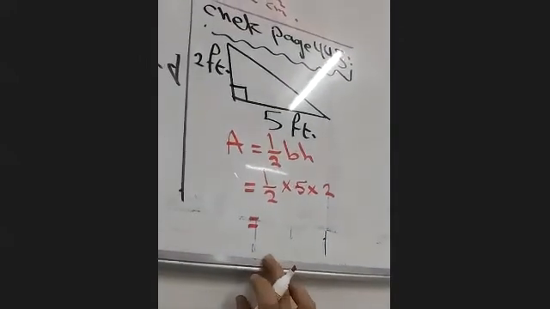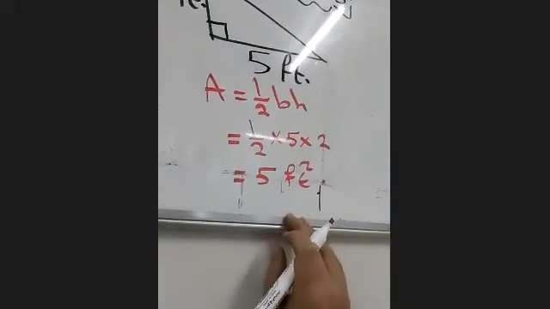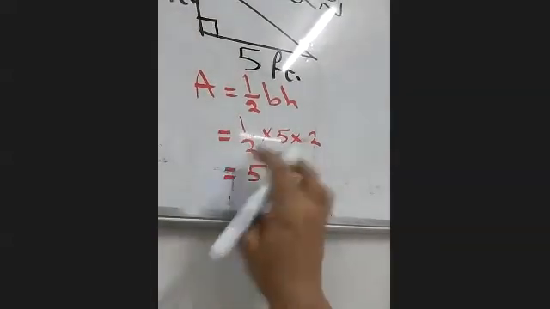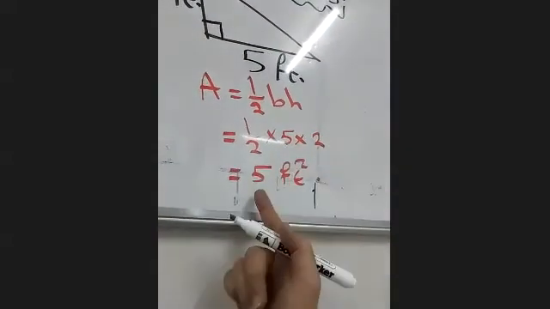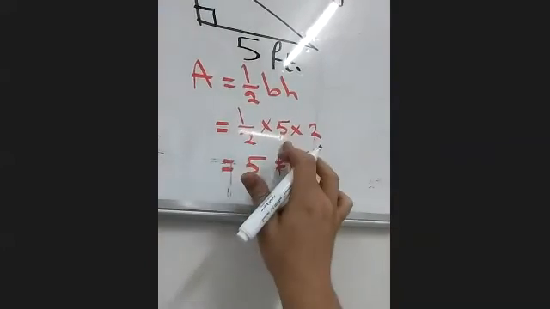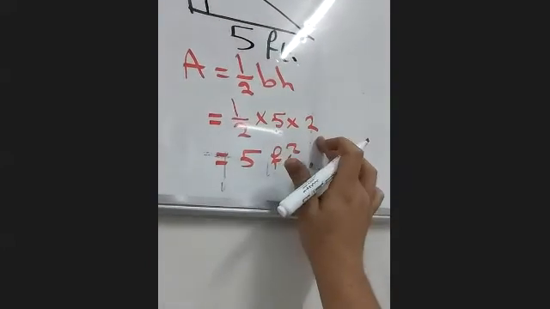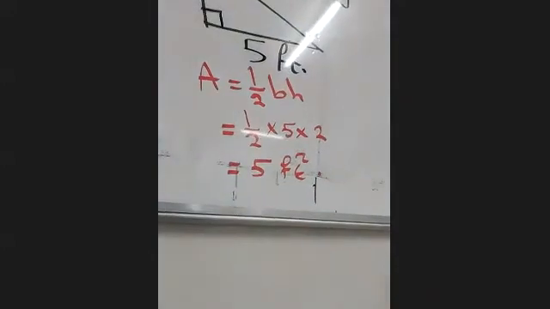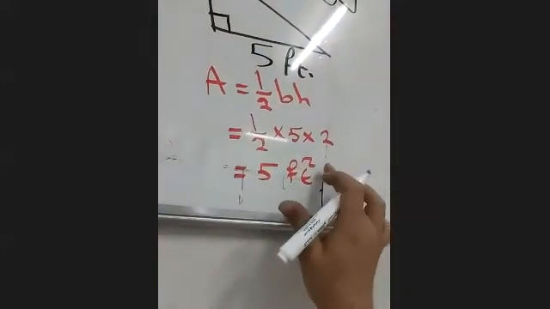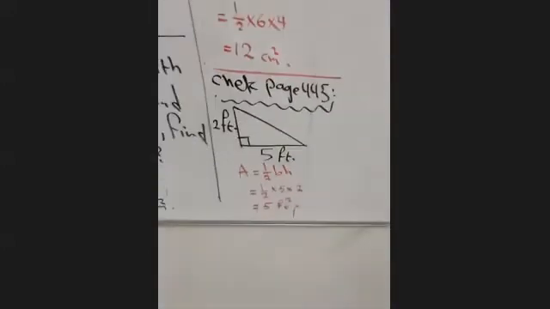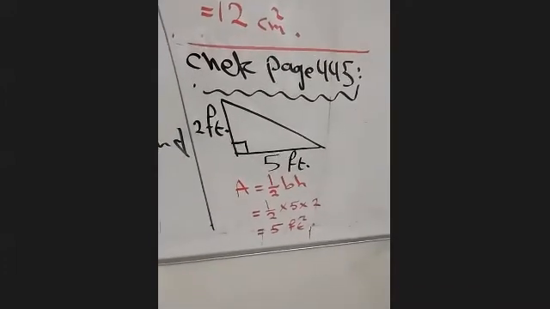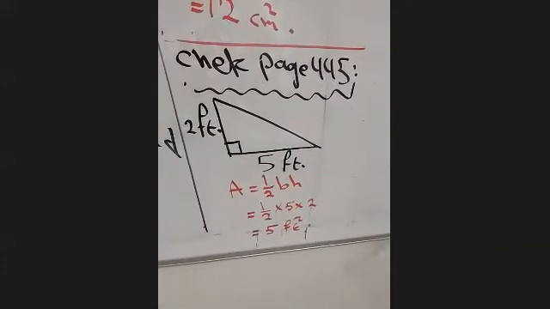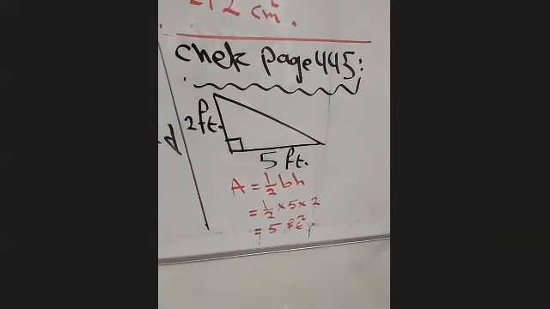Do you know? Half of 5 equals 2 and a half. Why don't you say half of 2 is 1? Isn't it easier? Yes. Half of 2 is 1. 1 multiply 5 is 5. Or half of 5 is 2.5, multiply 2, also 5. And we put the unit with a square on it. This is the check, guys. Copy it, please. Check page 445.